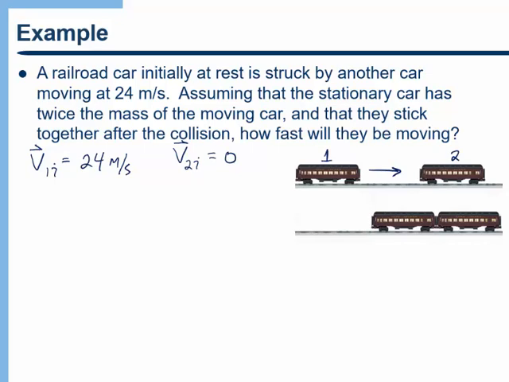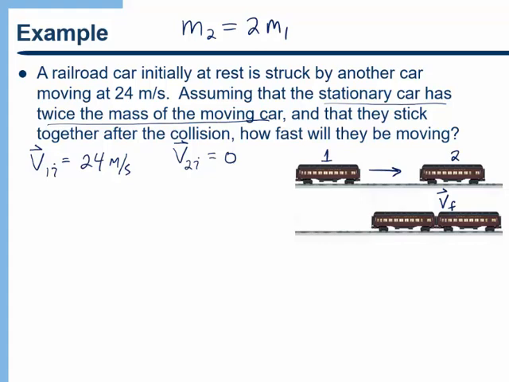Let's see what else we know. We're told that the stationary car has twice the mass of the moving car. In other words, we know that m2 is equal to 2 times m1. And we're going to need that because you'll notice I didn't give you the actual mass. Now that we've identified everything, we're going to call the final velocity just VF since there's only one.